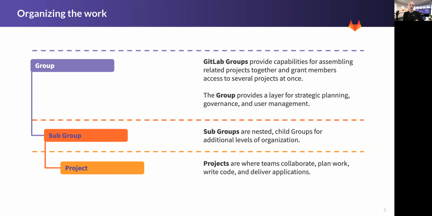GitLab allows you to organize both work to be done and the people doing that work using the same constructs. So at the highest level, GitLab groups allow you to cluster together related projects and grant members access to all of those related projects. Below that, we have subgroups. Those are child groups that you can use to further refine your group. So a subgroup could be a team, it could be a functional group, a business unit, or so forth. Subgroups can be nested up to 20 levels deep, so there's no practical limit to the degree of specificity you can create. And finally, there's projects.